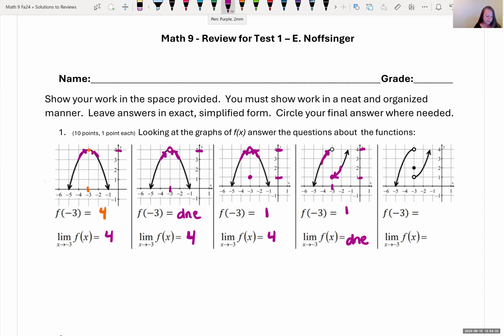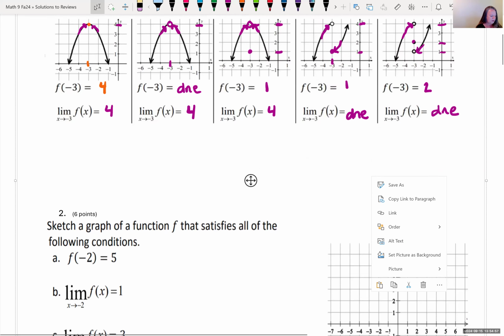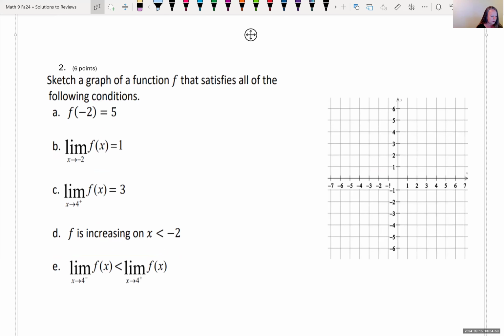For that last graph, f of -3, I see I have a solid circle where my y value is 2. Again, as x is approaching -3 on the left, I get 4. On the right, I get 1. These are not the same value, so the limit does not exist. Pulling up the next question.